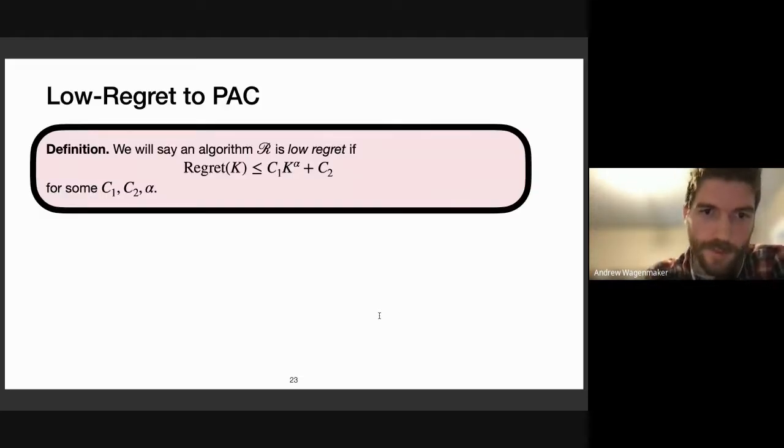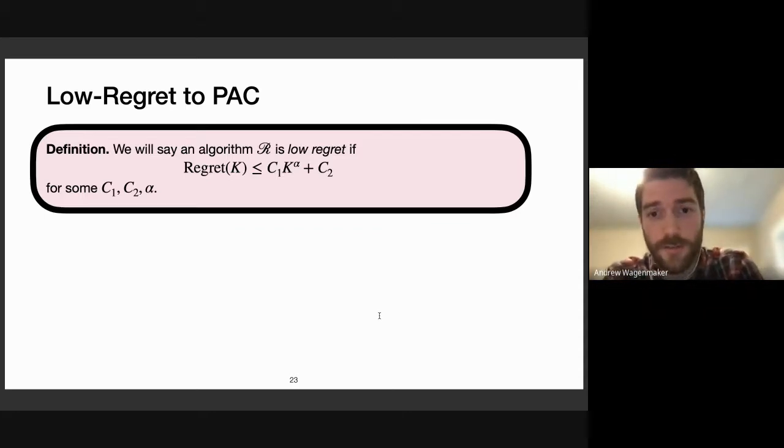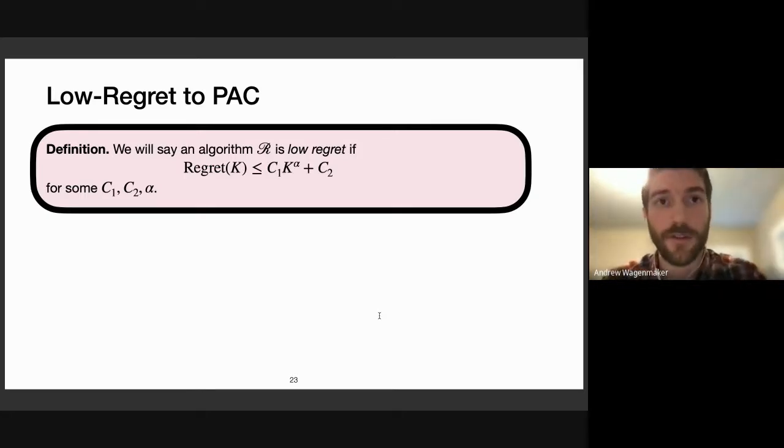We're going to define a low-regret algorithm in a pretty generic way. An algorithm R is low regret if its regret is upper bounded as C1 times k to the alpha plus C2. C1 and C2 are just constants that are polynomial in S, N, A or whatever you want, and alpha is any value you want. In particular, if you have an algorithm that gets square root of k regret, you can choose alpha to be 1/2. If it's square root of k with some log terms, you choose alpha to be 1/2 plus some small delta to account for the log terms. The point is, this is an algorithm that does well online.